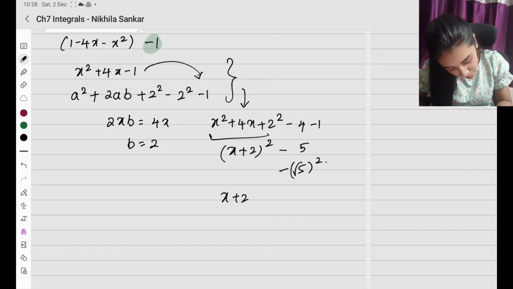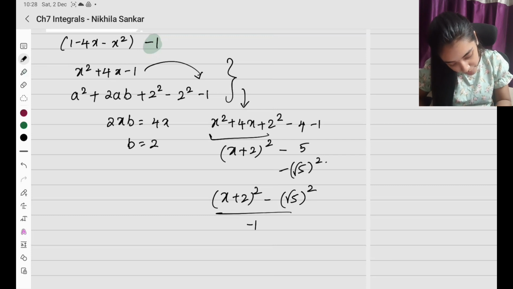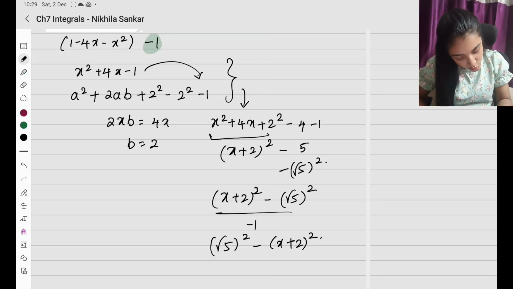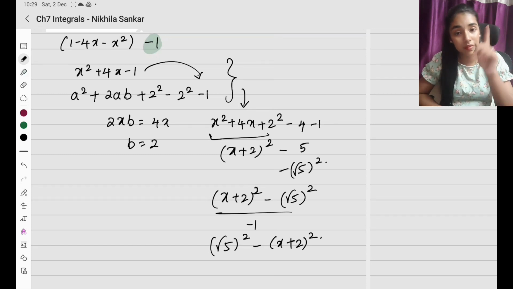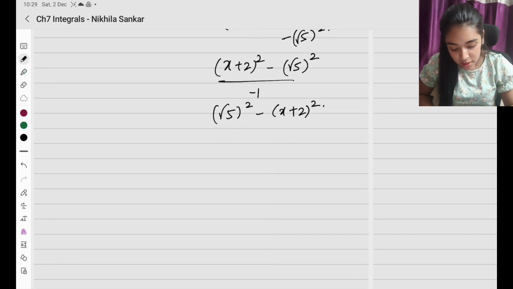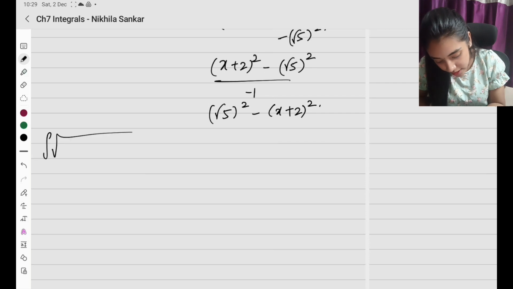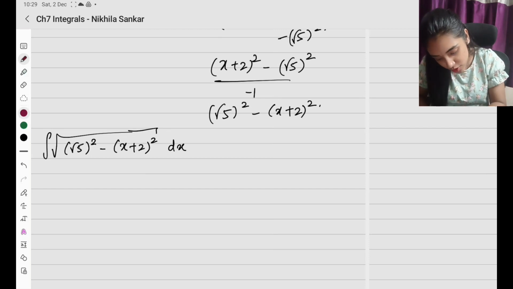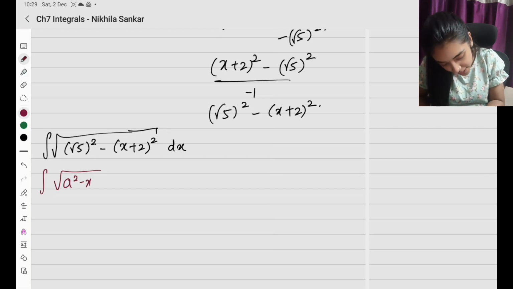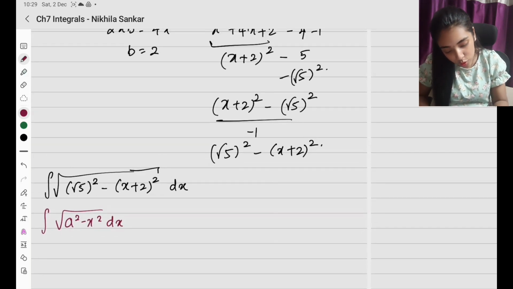You have to remember that you have to divide by minus 1. So, when I divide by minus 1, I'll have square root of 5 the whole square minus x plus 2 the whole square. இல்லati root of x square minus a square formula போட்டுருவீங்க. But இந்த இடத்துல root of a square minus x square formula use பண்ணோம். So, how does my question look like now? Integral square root of 5 square minus x plus 2 the whole square times dx. So, என்ன formula? Integral square root of a square minus x square times dx. If you don't do this, இந்த இடத்துல square root of x square minus a square னு போட்டுருவீங்க.